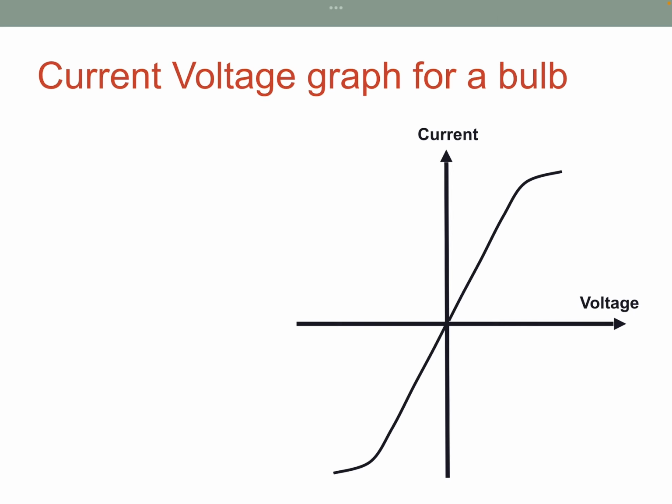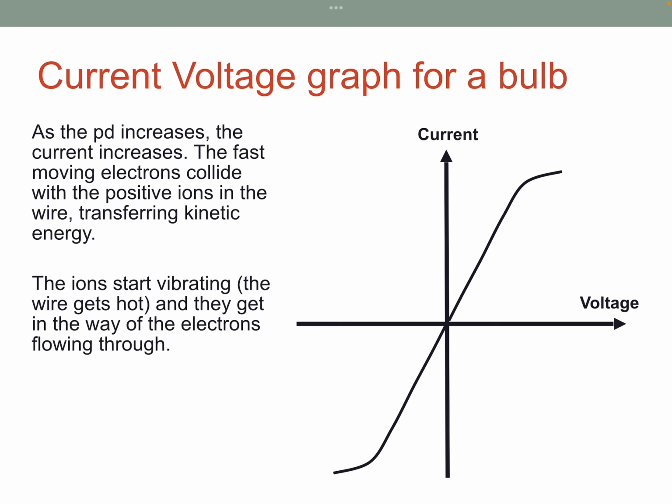So, yes, increase voltage, increase current, but the bulb heats up, resistance increases. So here's our explanation for that. Let's read it through. As the potential difference increases, the current increases. The fast-moving electrons collide with the positive ions in the wire, transferring kinetic energy.